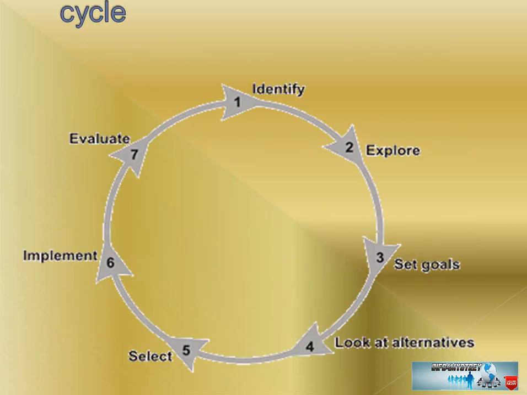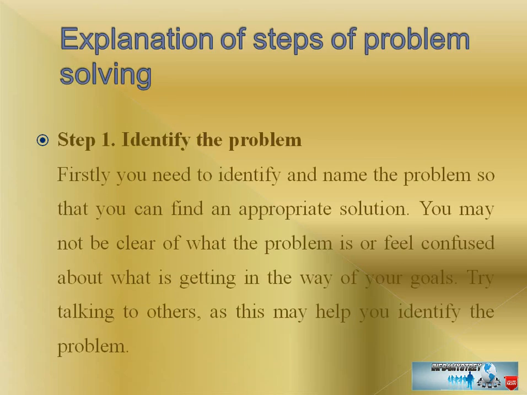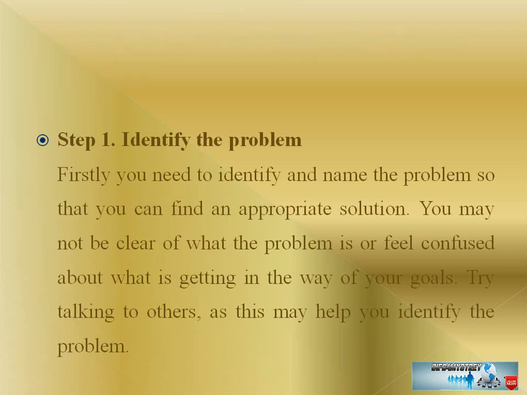A 7-step problem-solving cycle. Diagram showing the 7-step problem-solving cycle. Explanation of steps of problem solving. Step 1. Identify the problem. Firstly, you need to identify and name the problem so that you can find an appropriate solution. You may not be clear of what the problem is or feel confused about what is getting in the way of your goals. Try talking to others, as this may help you identify the problem.